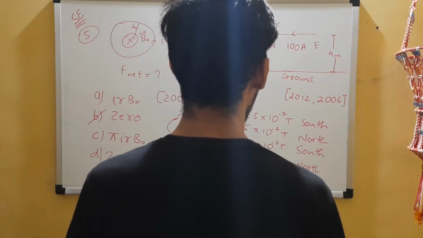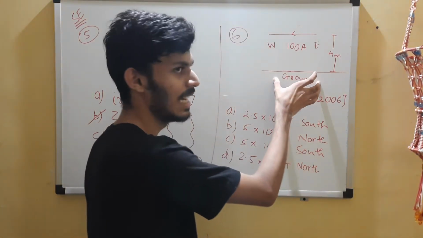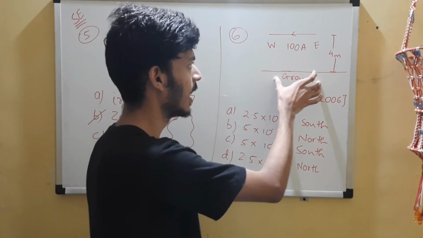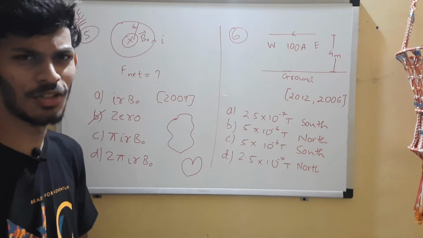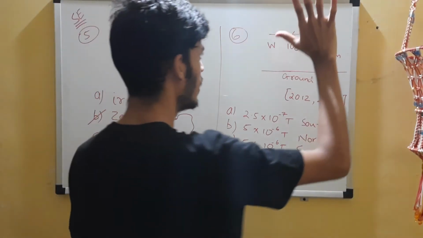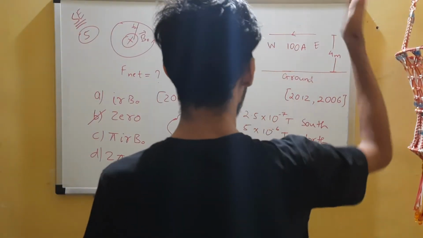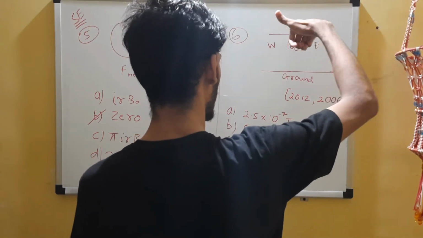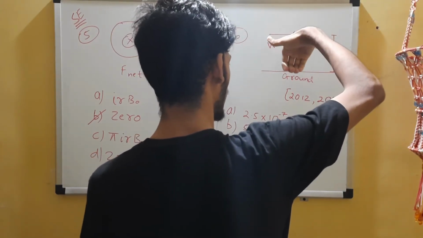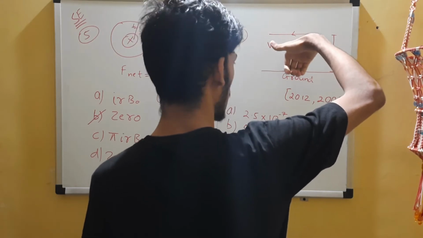So you are supposed to find the magnetic field at ground. Magnetic field at ground. Also find its direction. So first of all, let's find the direction of the field. You can use your right hand thumb rule, your thumb in the direction of the current and curl your fingers. You can see that the direction of the field is towards you, right?